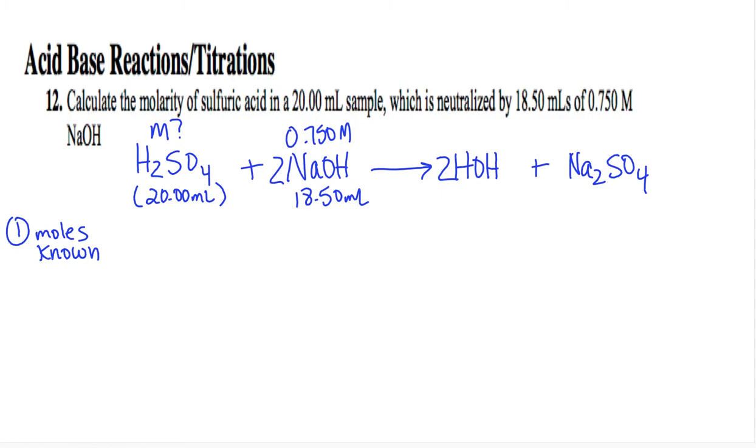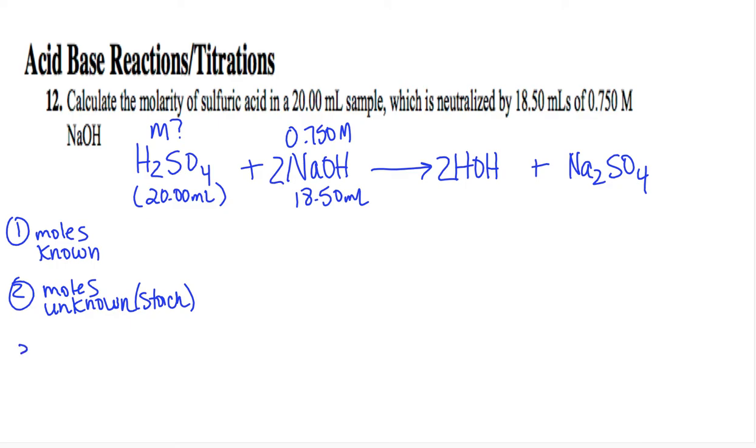So you're going to use whatever information they give you about the known. Sometimes it's moles and molarity. Sometimes it's just grams. Whatever information they give you, you're going to find moles of the known. And then the second step is to use stoichiometry to find moles of your unknown. The unknown is what we're trying to find stuff out about. So what is our unknown in this problem? Sulfuric acid. And again, this is always going to be based on the stoichiometry of the reaction.